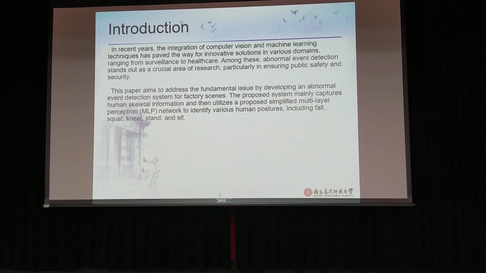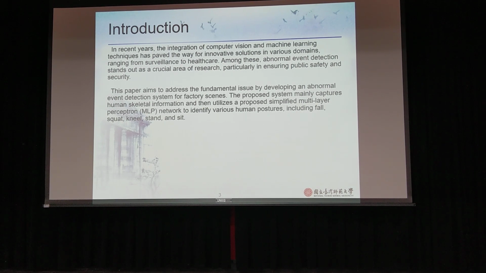In recent years, the integration of computer vision and machine learning techniques has paved the way for innovative solutions in various domains, ranging from surveillance to healthcare. Among these, abnormal event detection stands out as a crucial area of research, particularly in ensuring public safety and security. This paper aims to address the fundamental issue by developing an abnormal event detection system for factory scenes.